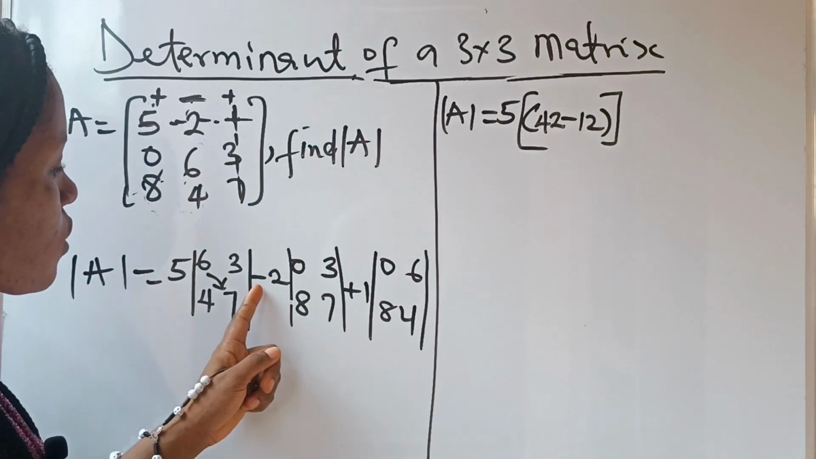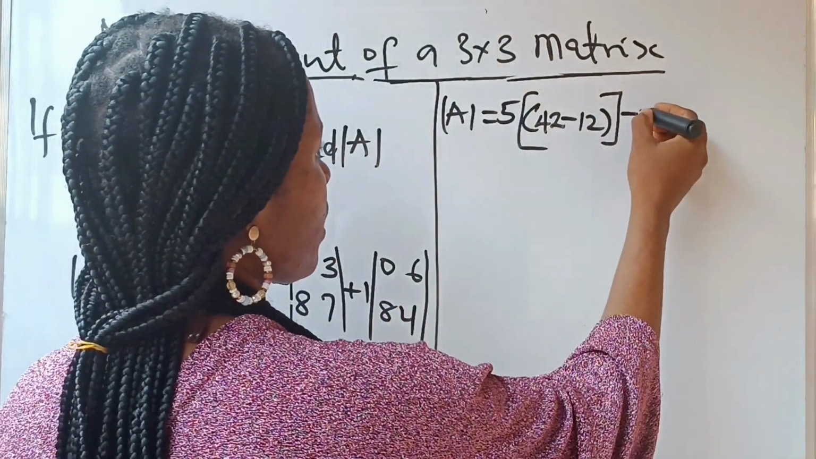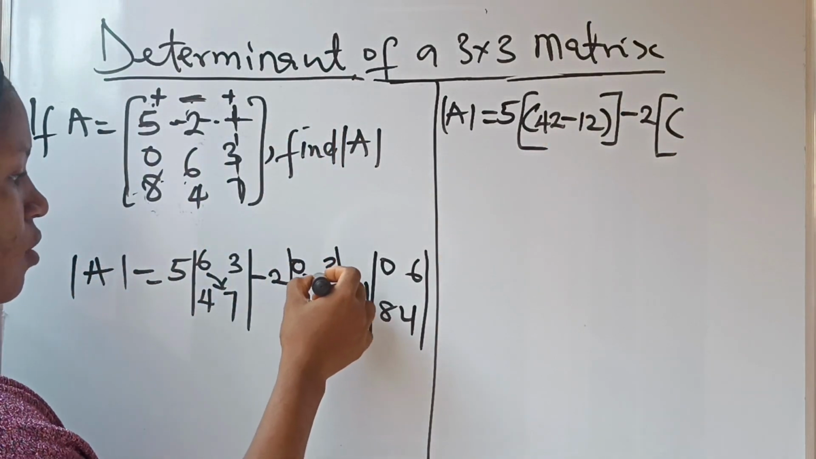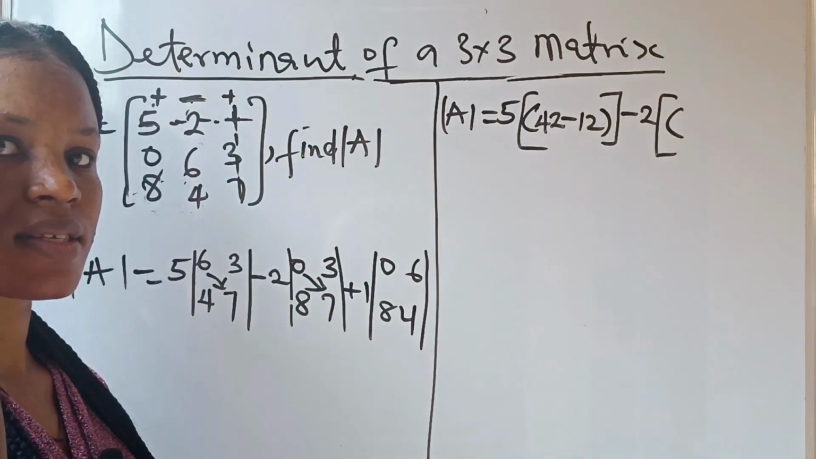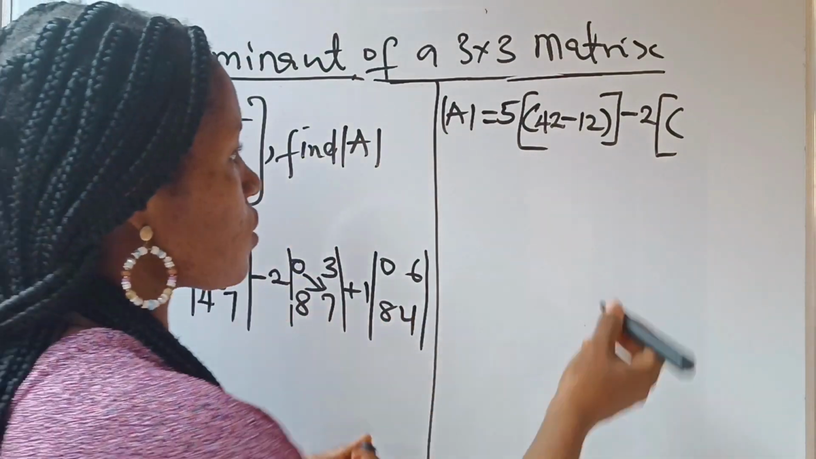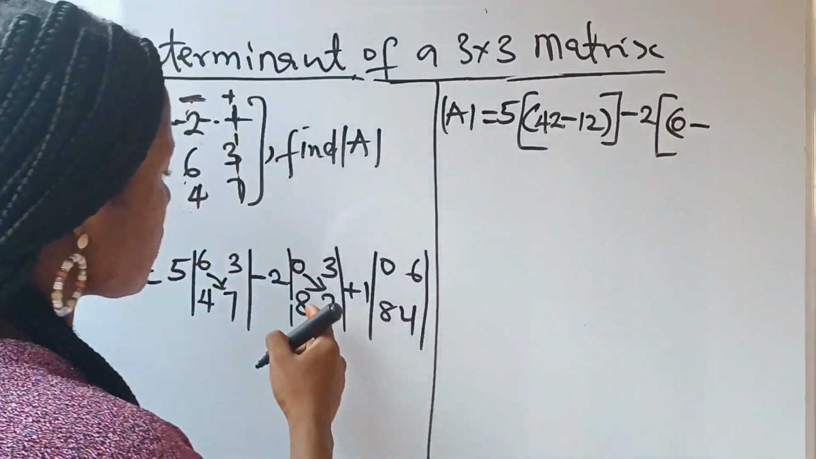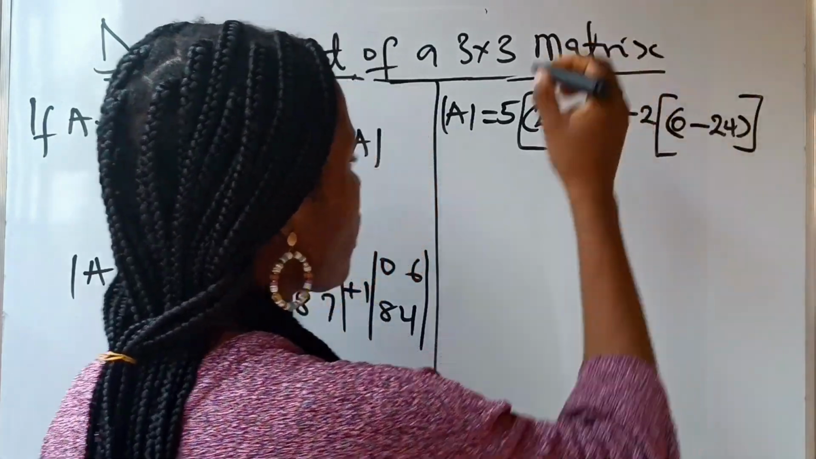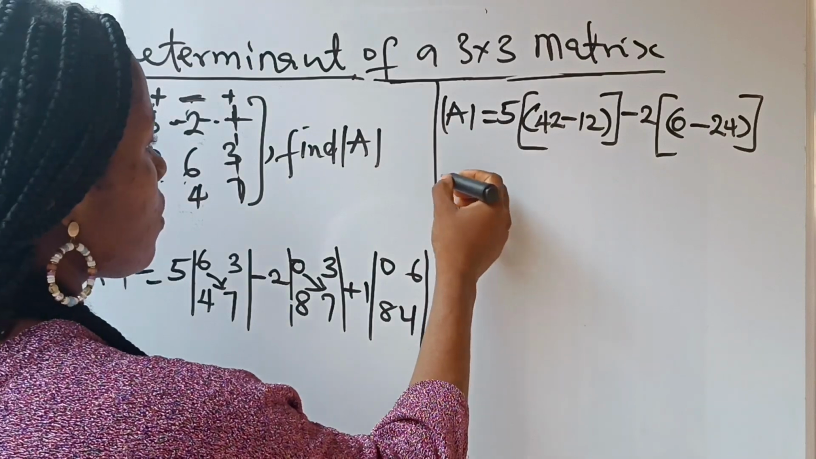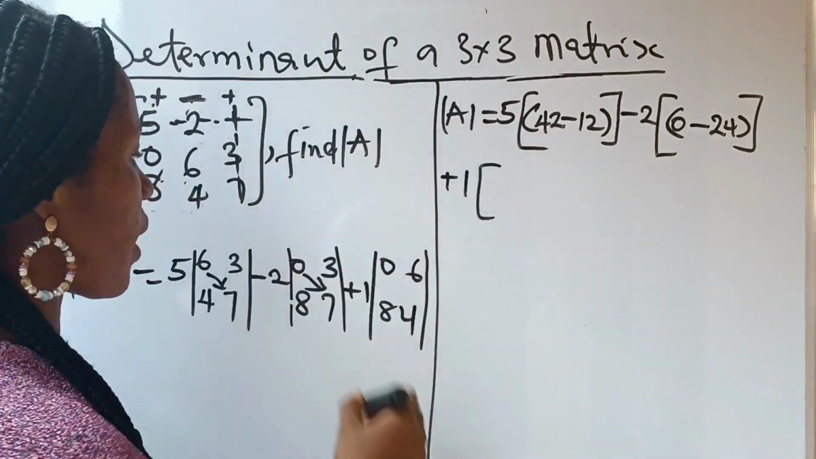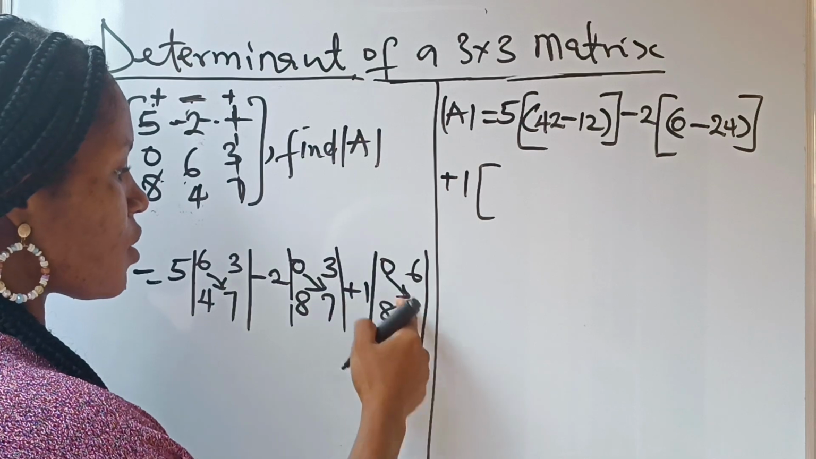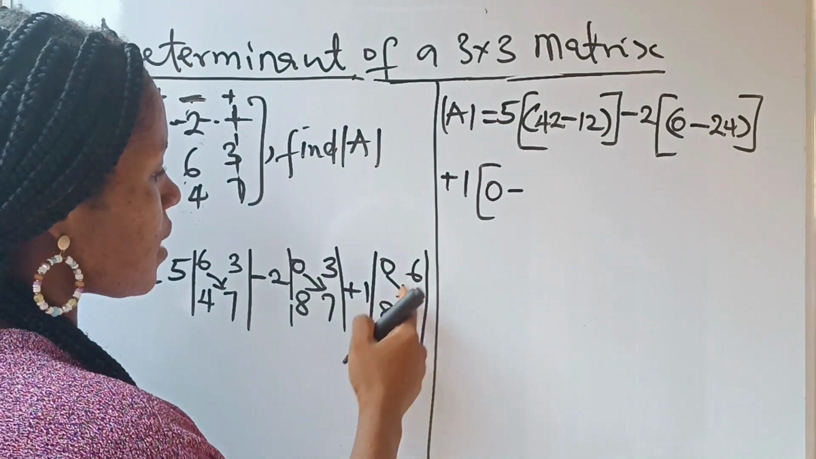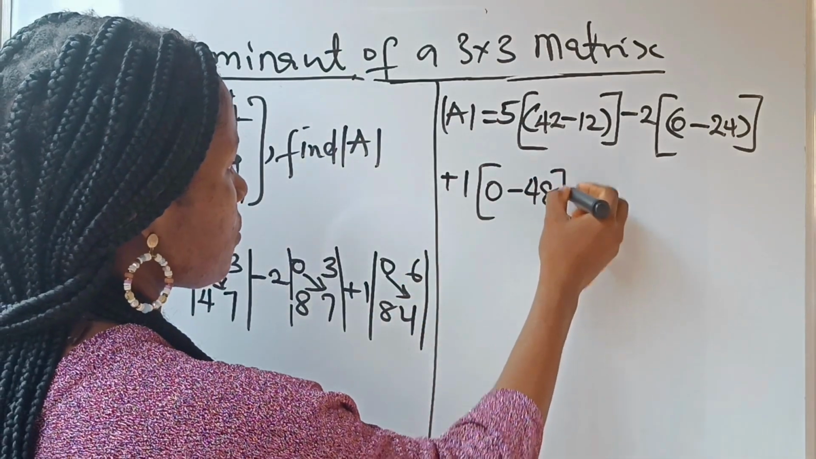Okay, so we go over to minus 2. We open our bracket as usual. Now the leading diagonal here is 0 and 7. So 0 times 7 is going to give us 0, minus 8 times 3, which will give you 24. Okay, so we have plus 1. You open your bracket. The leading diagonal here is 0 and 4. So 0 times 4 will give us 0, minus 8 times 6, which will give you 48.